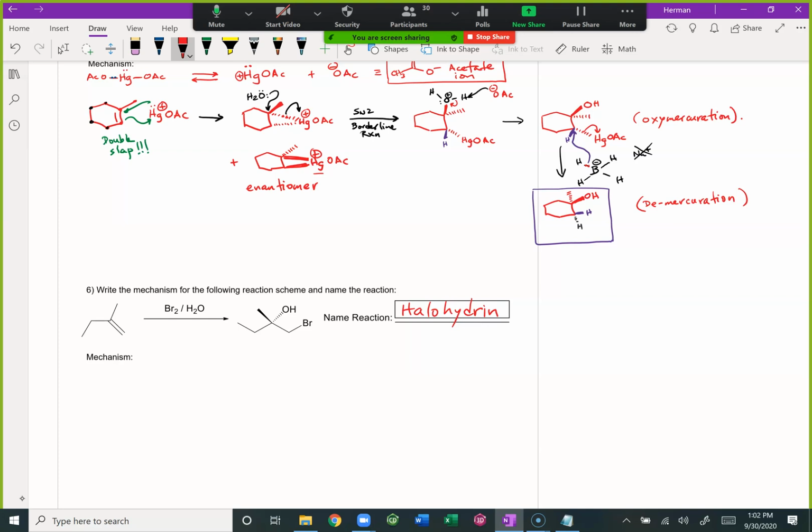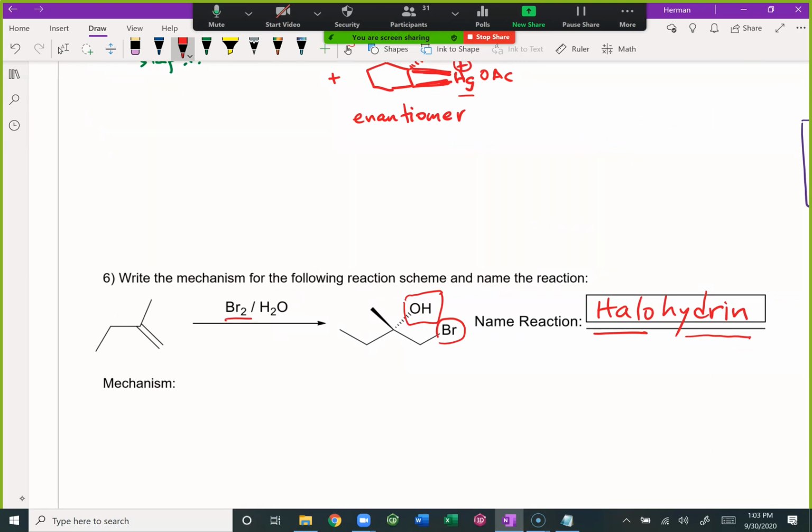So the halohydrin comes from having a halogen, that's the halo part, and hydrin is the equivalent to the hydroxide. This reaction requires a halogen element like liquid bromine in water. So water is your nucleophile, and this also could be an alcohol. If you see an OH somewhere in there and a halogen source, that is the halohydrin. The products will always have a halogen and an OH group attached next to each other.